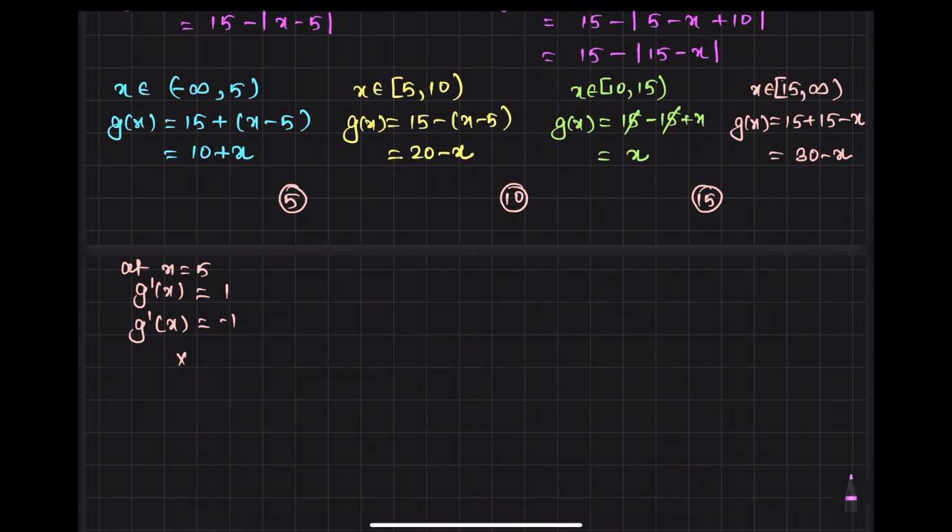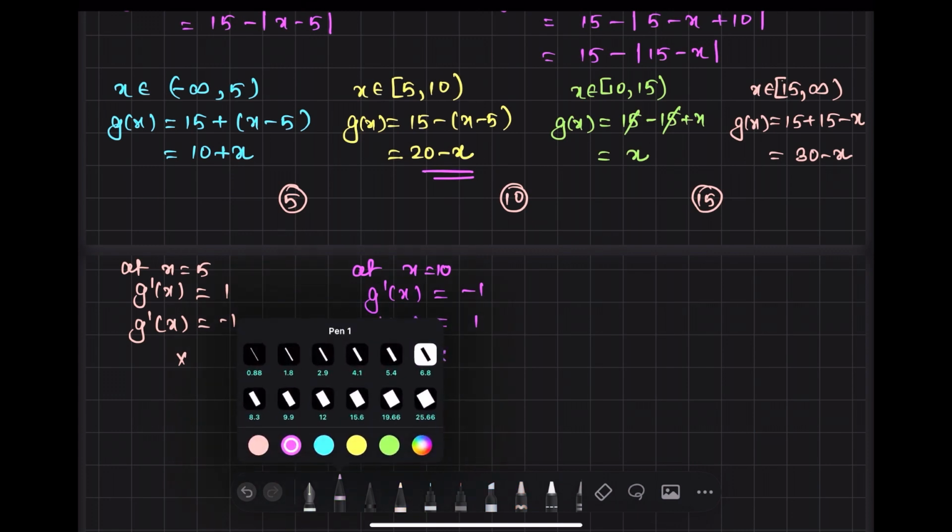Now at x equals 10. For LHD you will use this definition. Just do the differentiation g dash x. Differentiation of 20 is 0, minus x is minus 1. Then for RHD, g dash x is equal to 1. Again it is not equal, so it is not differentiable at x equals 10 also.